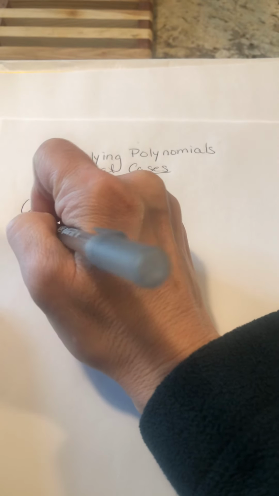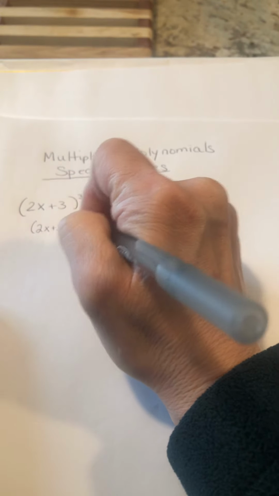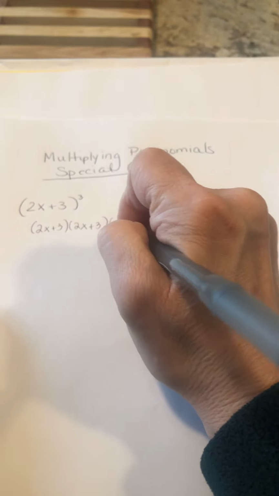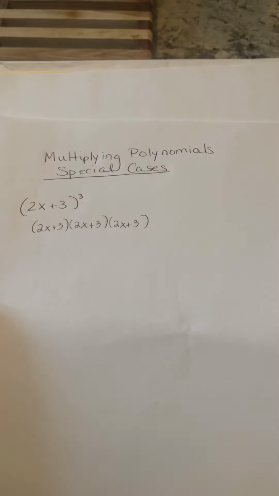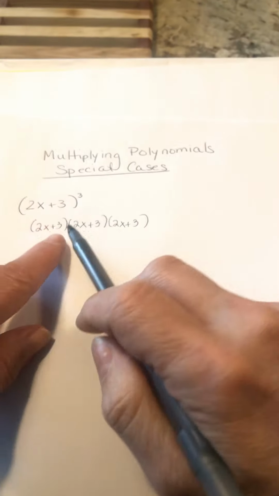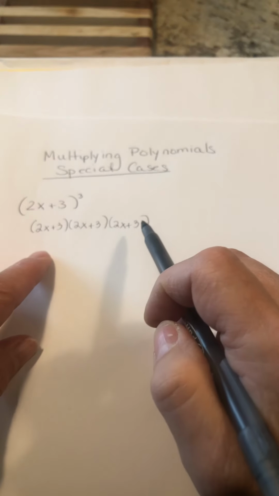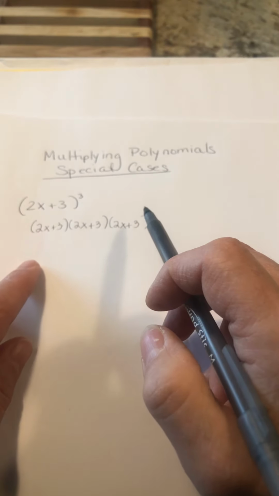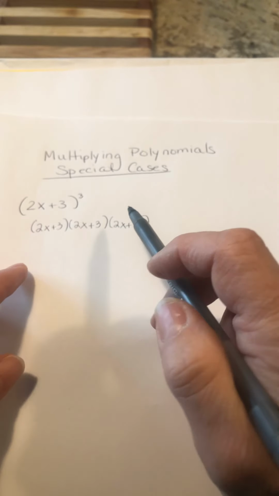So we're going to have 2x plus 3 times 2x plus 3 times 2x plus 3. So when we go ahead to try and do this, you might be asking yourself, what am I going to do now? There's 3 binomials. Well, we're going to work very similarly to what we did last time, except that we're going to box it off. We're going to section it off and work with 2 binomials first, and then the last binomial afterward.